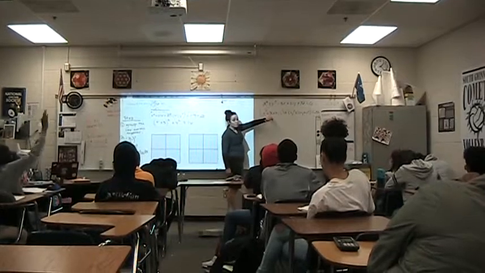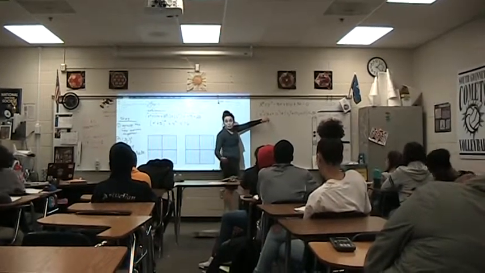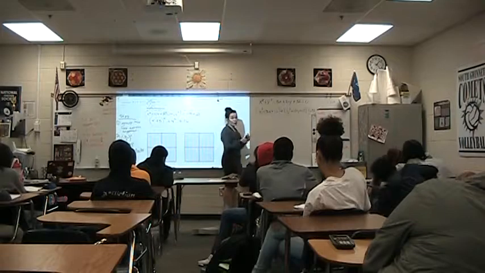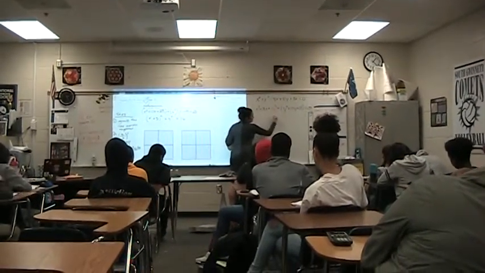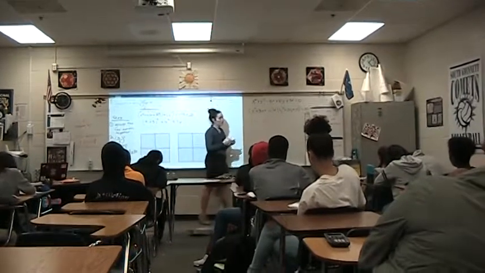What's your b term? Negative 8. Negative 8 divided by 2 is what? Negative 4. Okay, so minus 4 squared with an x in there.